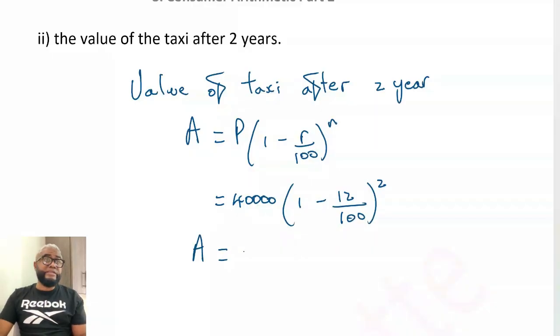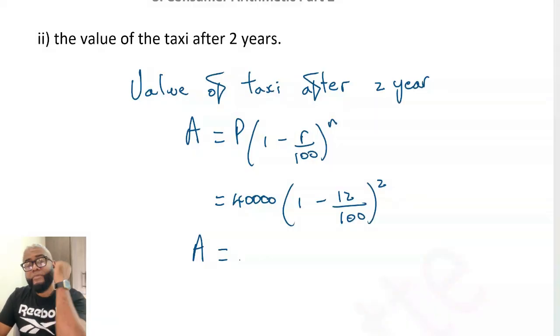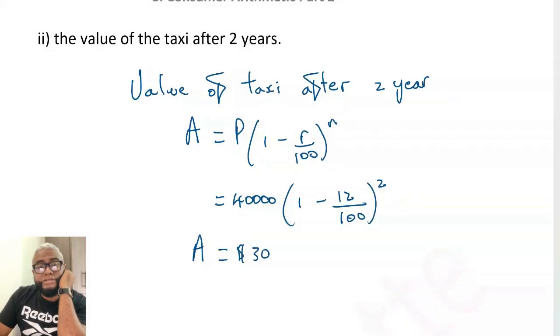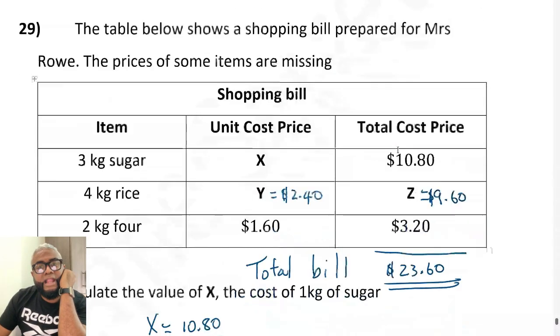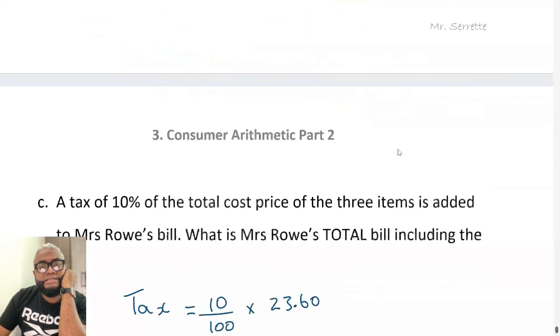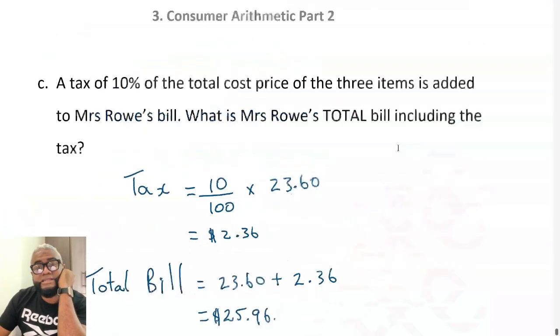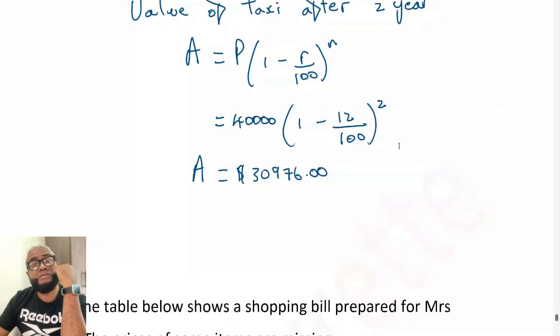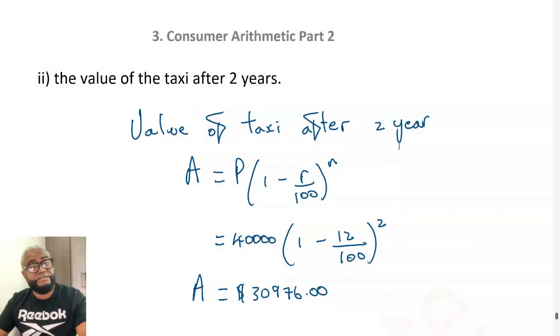What y'all got? Anybody work it already? $30,976. $30,976. Oh, thank the Lord, we done. I say we done. Wait, boy, it's not a question. Anybody else copying this? I'm like, do that question fast.